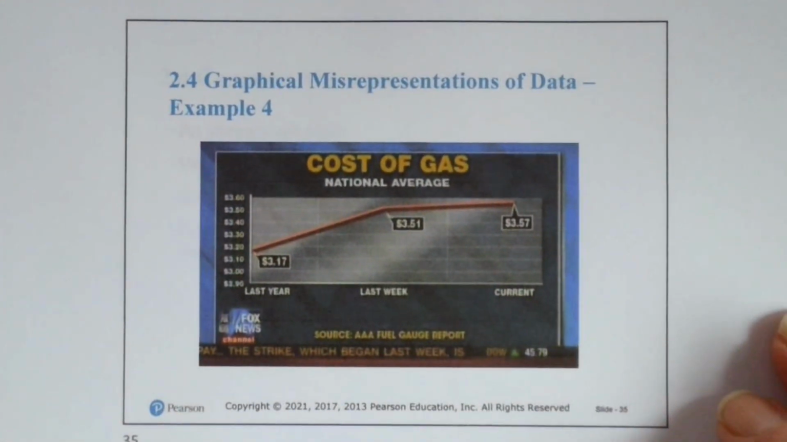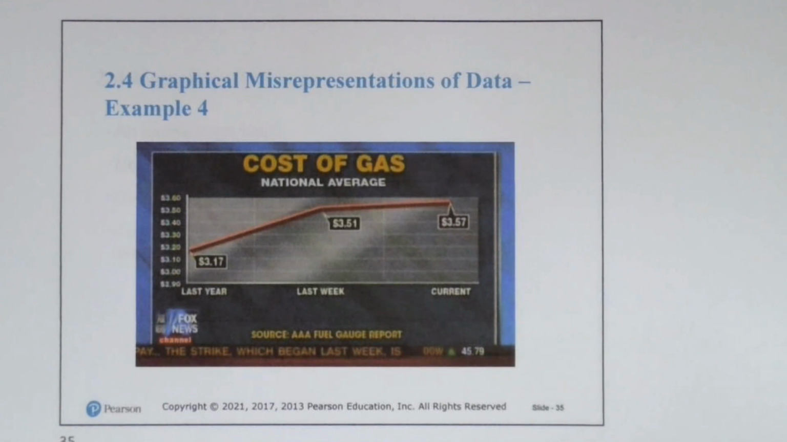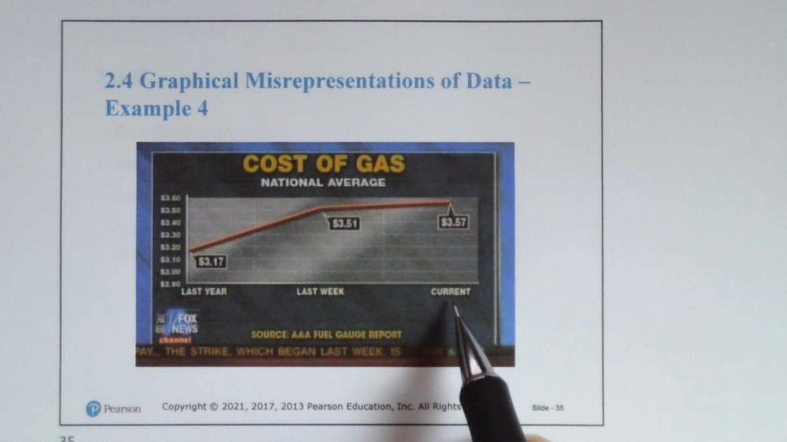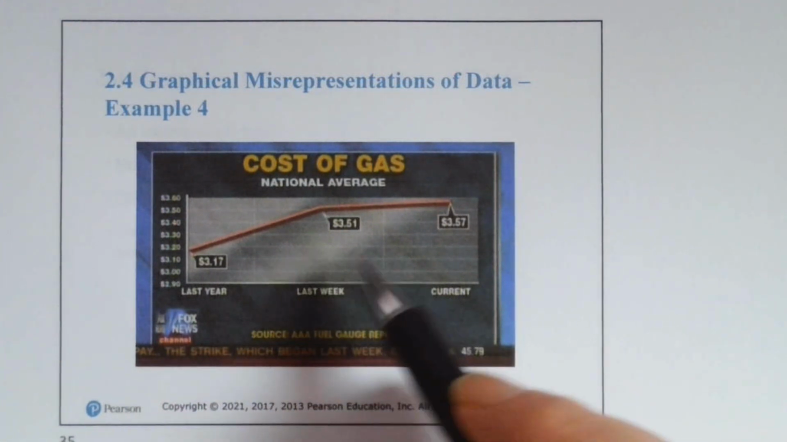And by the way, you'll see a lot of variety in terms of graphs that are misrepresentations of data. So here's a good example. The cost of gas, this was last week. Thankfully, we're not that expensive right now. And this is the current week. And then notice the graph, or basically these are our bins.